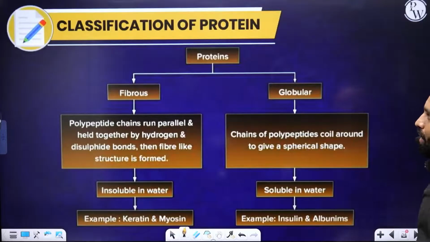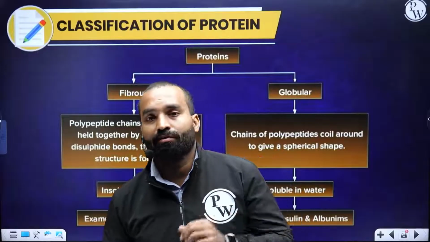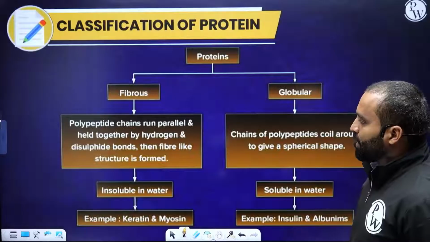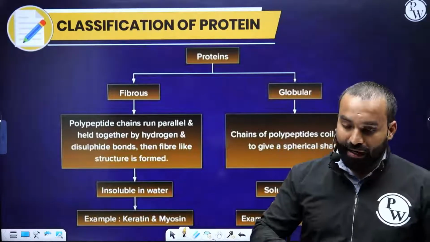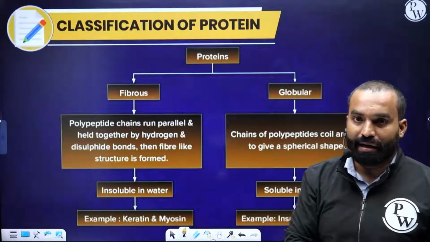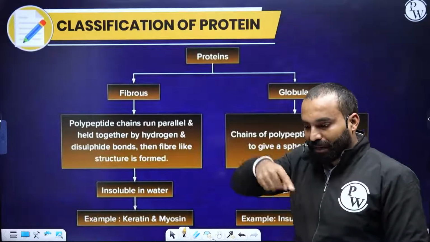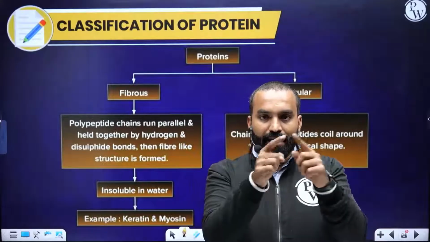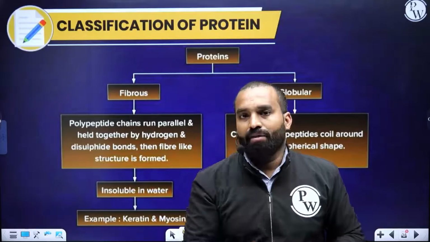Okay. So let's do some classification of proteins. There are 2 types of proteins. One is called fibrous, the other one is called globular protein. The fibrous proteins run parallel and are held together by hydrogen bonding. It's just like cotton candy. So they are fibrous in nature. One polypeptide chain is like that, the other polypeptide chain is also moving around, and they are connected to each other with the help of some sort of van der Waals forces or hydrogen bonding.